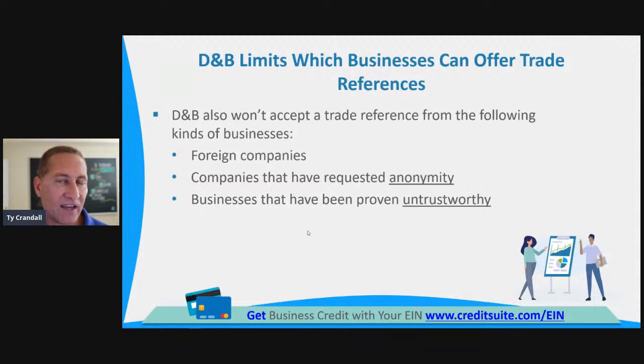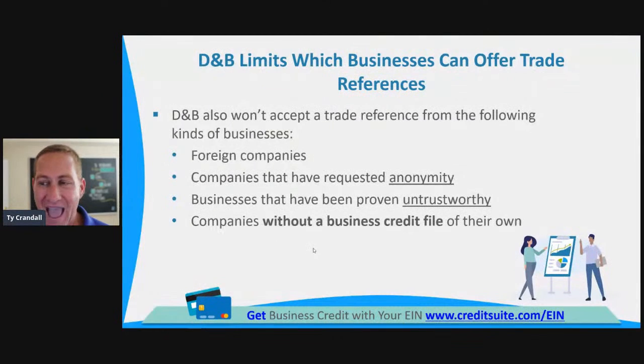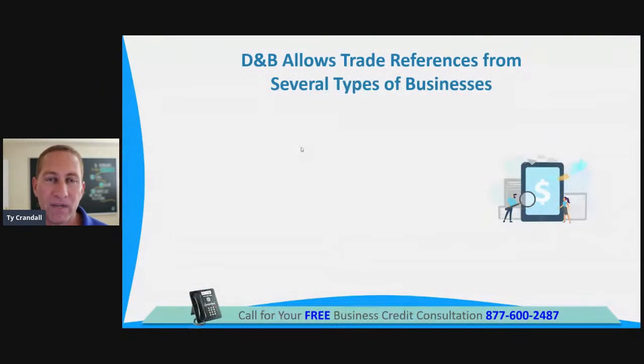D&B is also not going to allow foreign companies to report. Companies that have requested anonymity, I can't pronounce it, but you know what I'm saying. Businesses that have been proven untrustworthy are not allowed to be added. Companies without a business credit profile of their own don't have any credit established with D&B. D&B won't let any of those companies actually be used as trade references to get added.